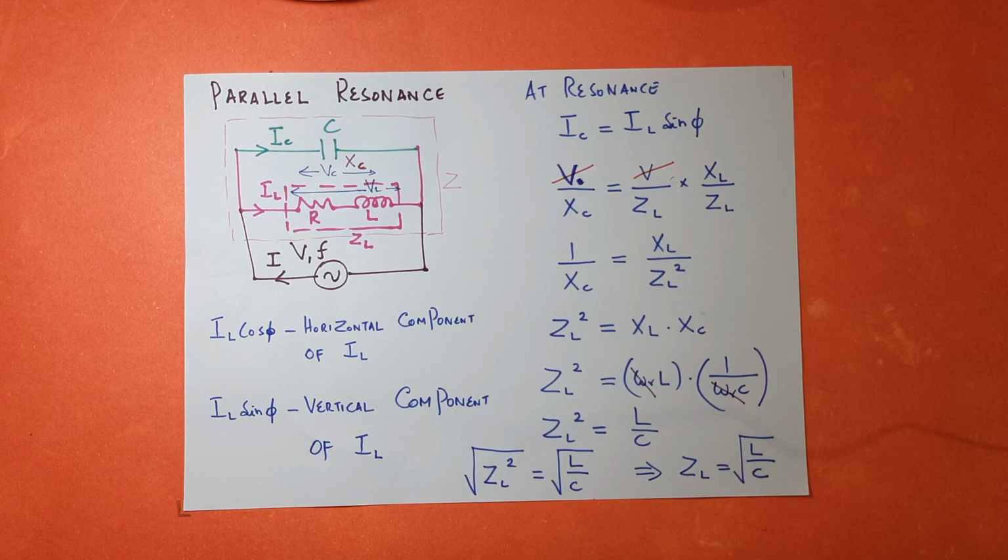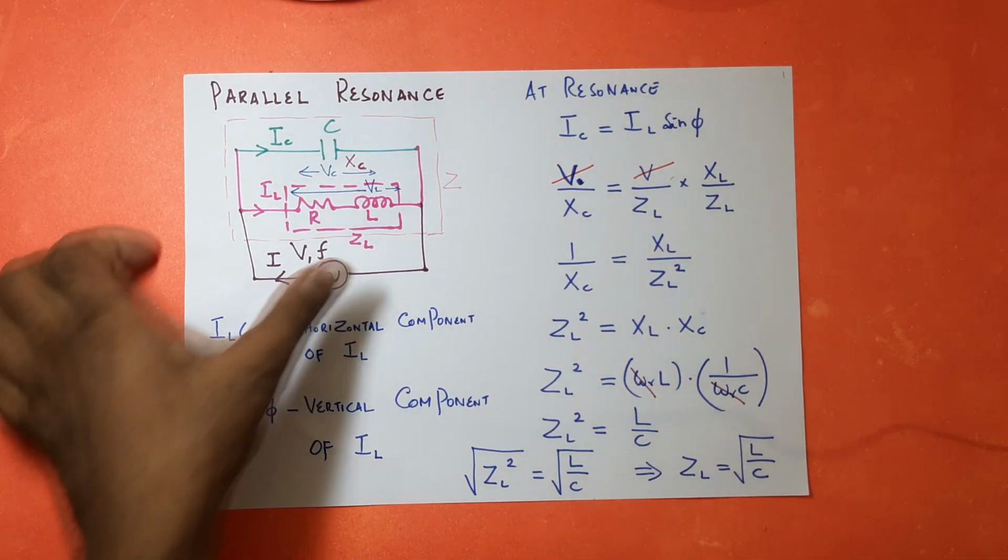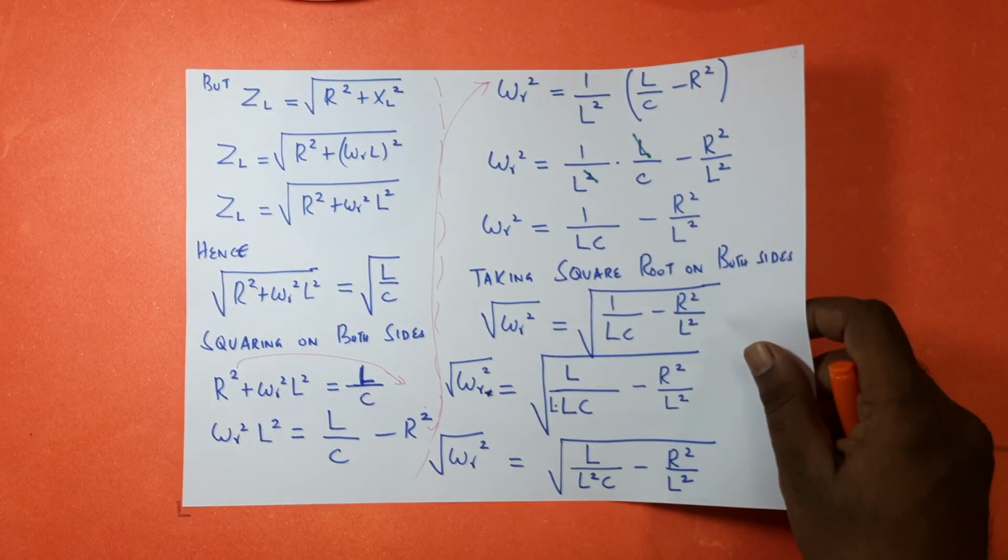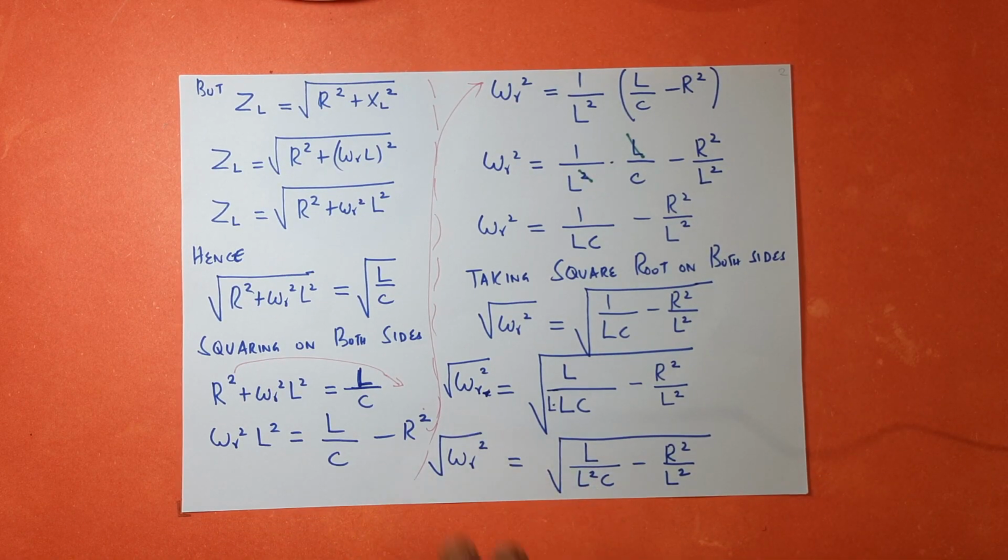ZL square equals XL is omega L, XC is 1 by omega C. So omega gets cancelled. ZL square equals L by C. Take square root on both sides. So square root of ZL square equals square root of L by C. So ZL equals root of L by C. So what is ZL? That is the impedance of the coil.